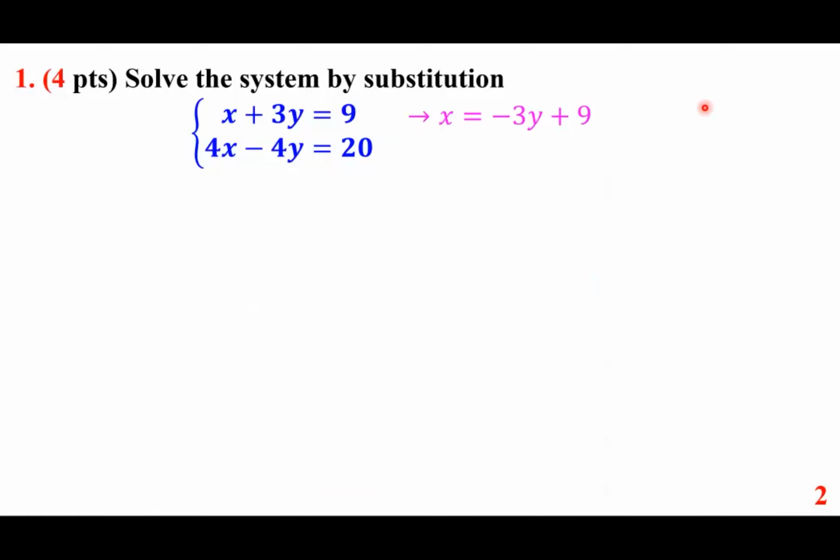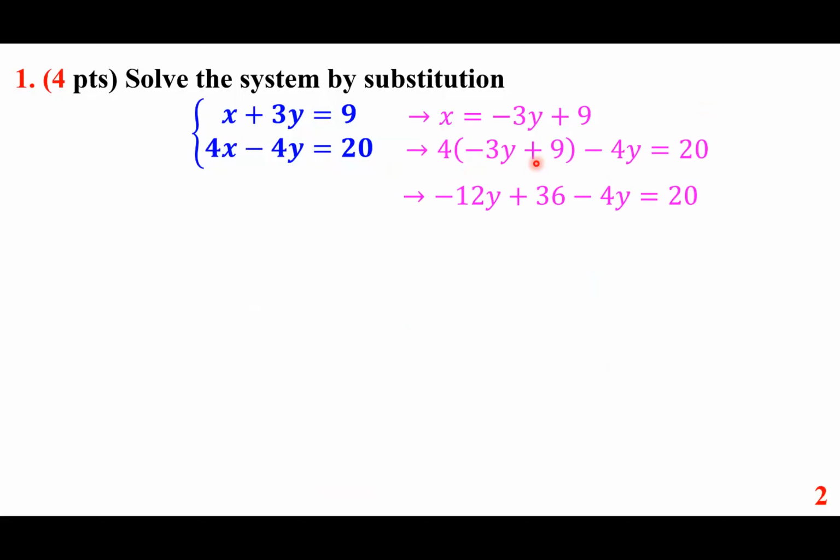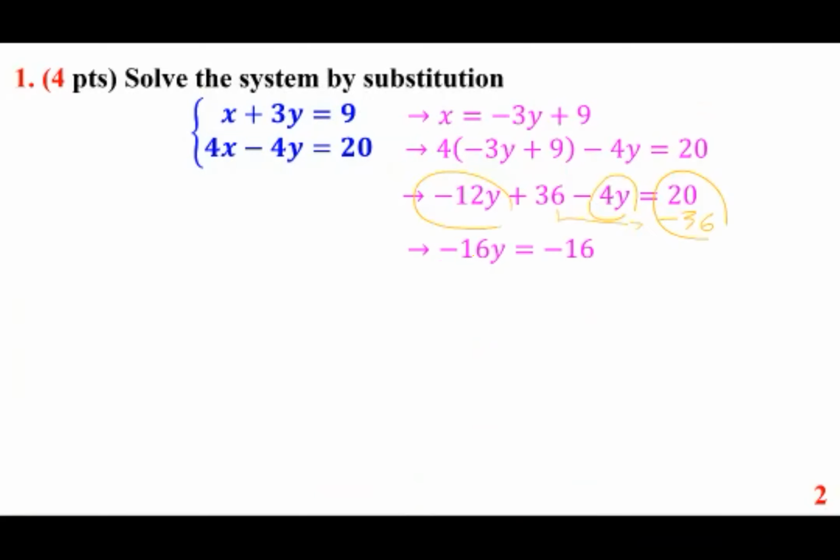We put it into the second equation, and we replace the x with that. We distribute the 4. We get negative 12y plus 36. Can add these two to negative 16y. We move the 36, we make it negative 16.